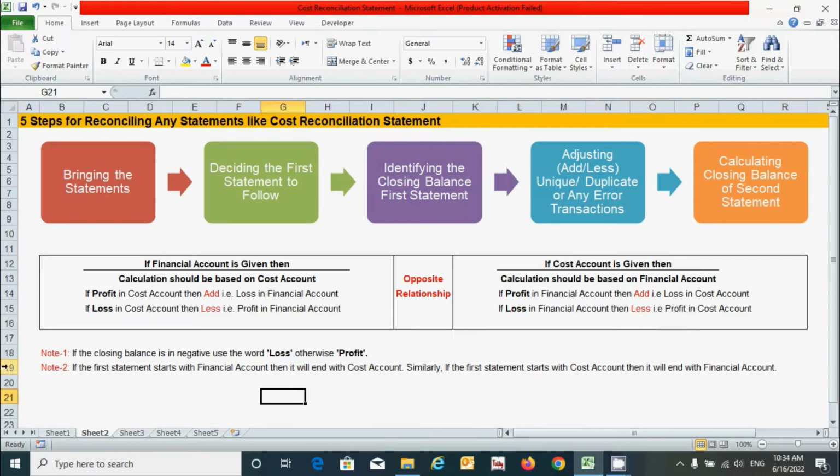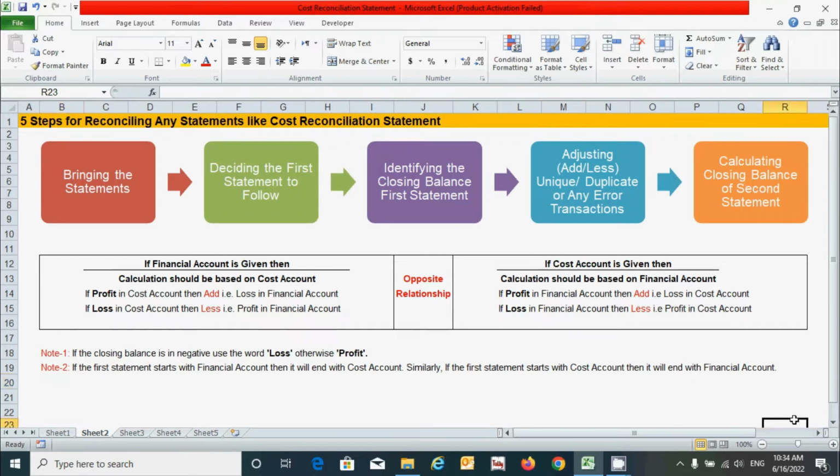We have 2 additional notes. Note number one is, if the closing balance is negative, use the word loss, otherwise profit. We already know that. It is also known as net loss or net profit. Note number two is, if the first statement starts with the financial account, then it will end with the cost account. Similarly, if the first statement starts with the cost account, then it will end with the financial account.